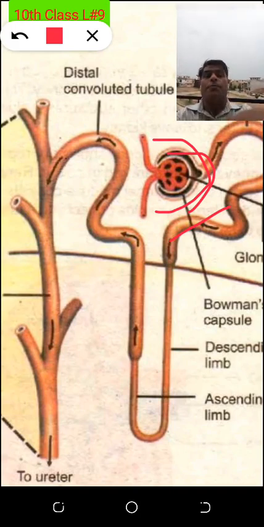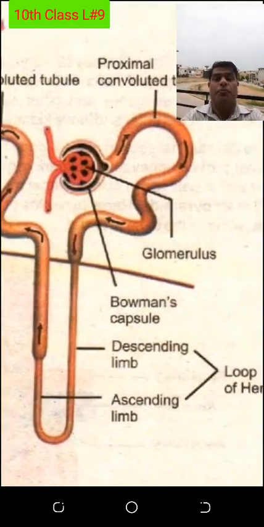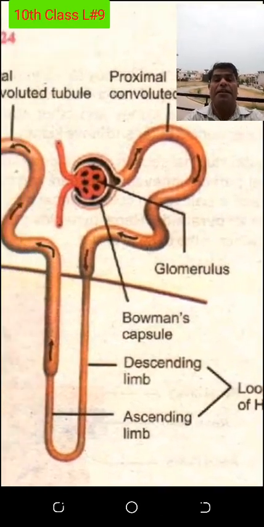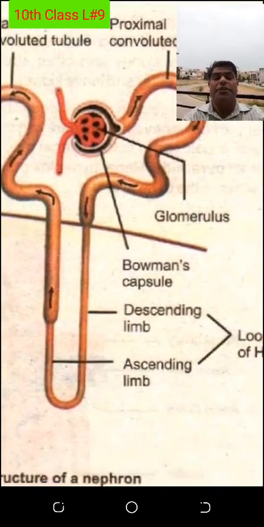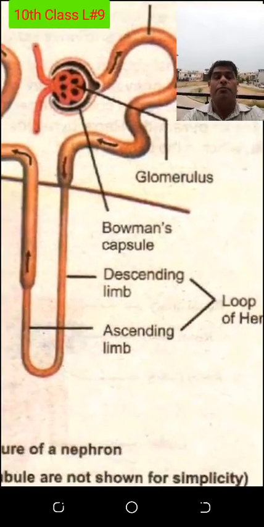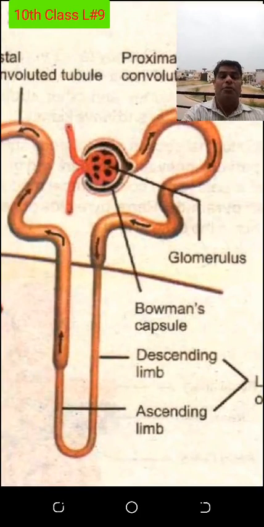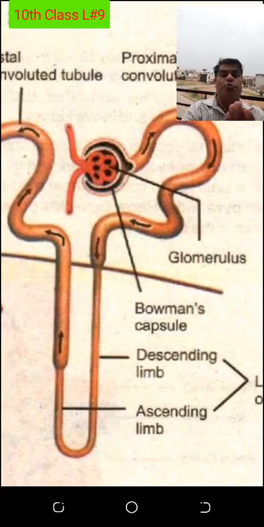You can see the Bowman's capsule here as well. He did not label it, yes, he labeled it. You can see Bowman's capsule. What is the advantage of the urine entering the Bowman's capsule? It means you are extracting the urine from the blood.